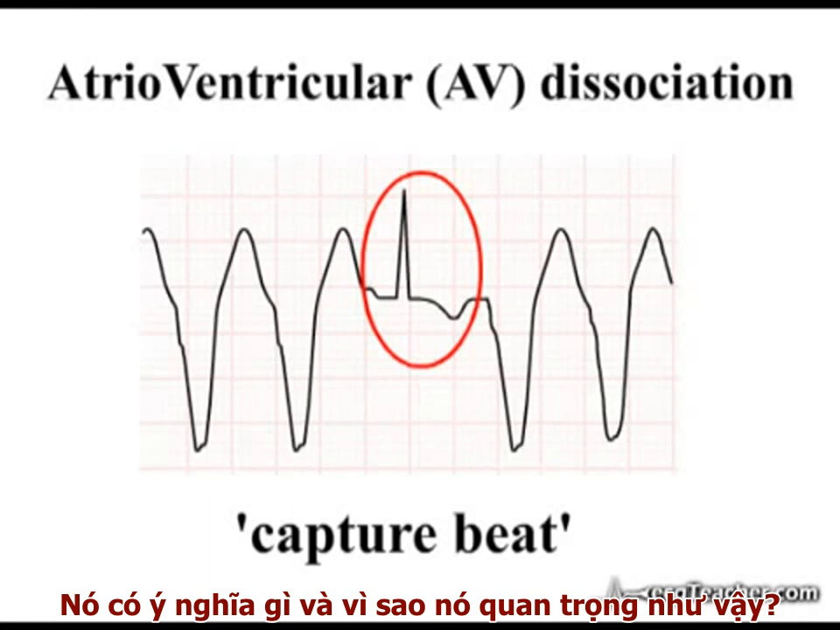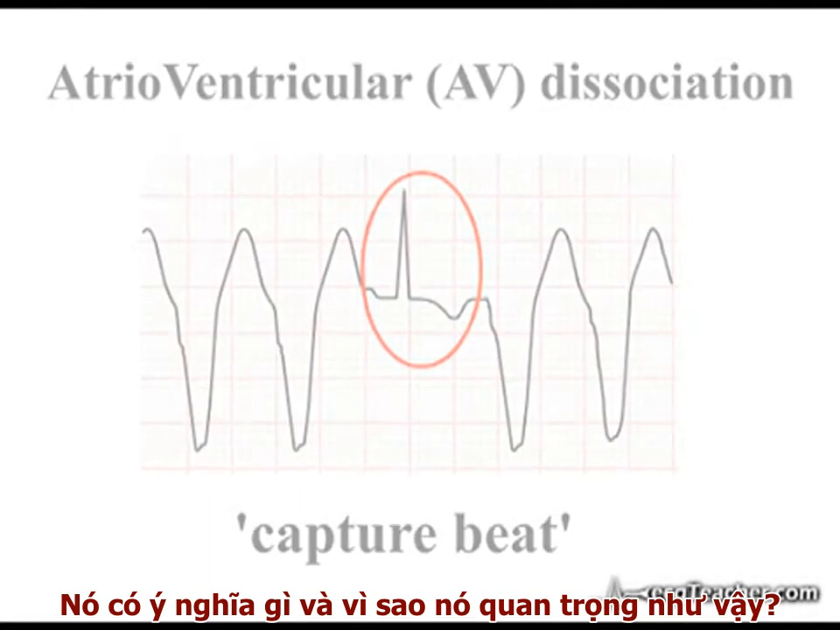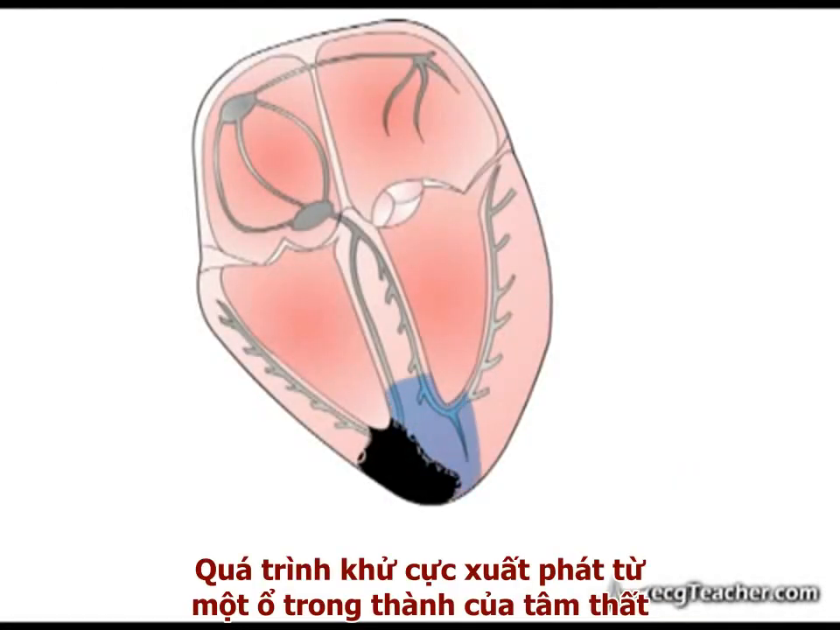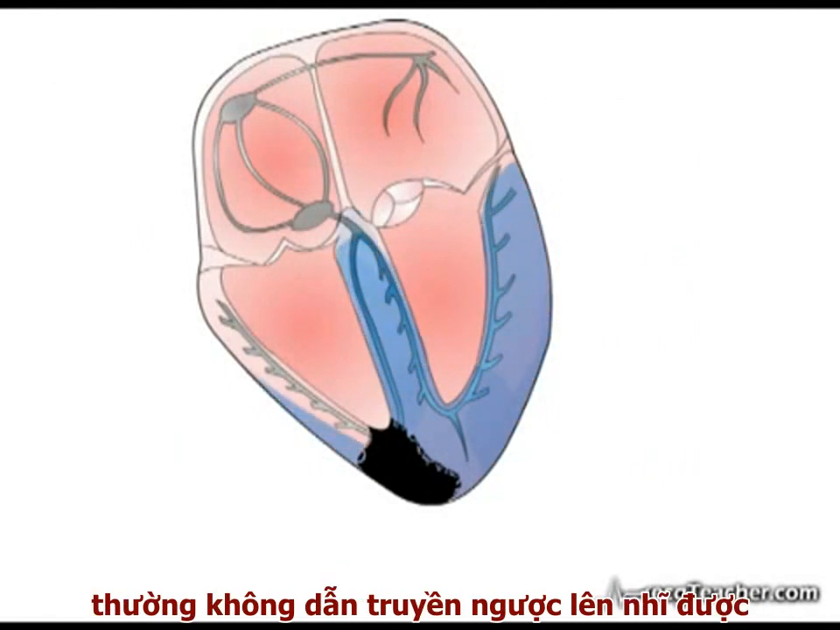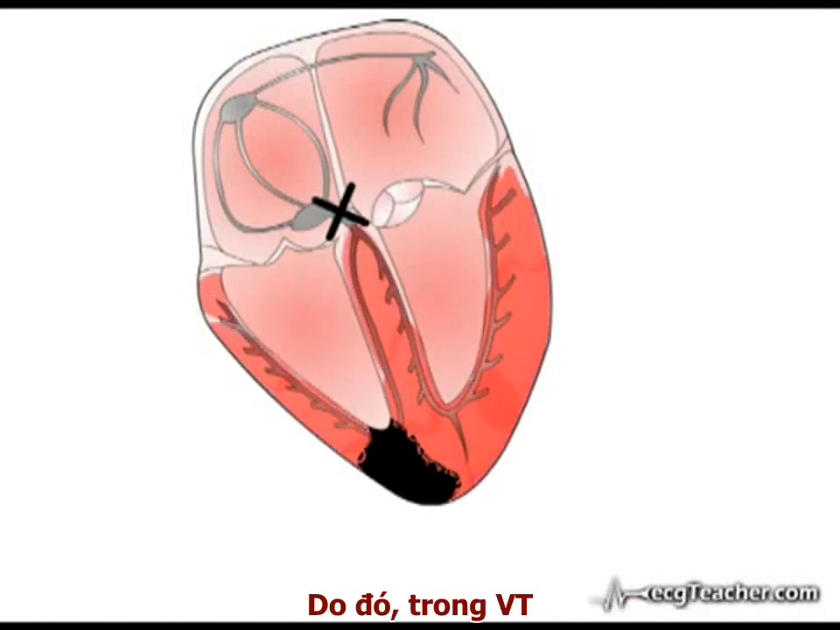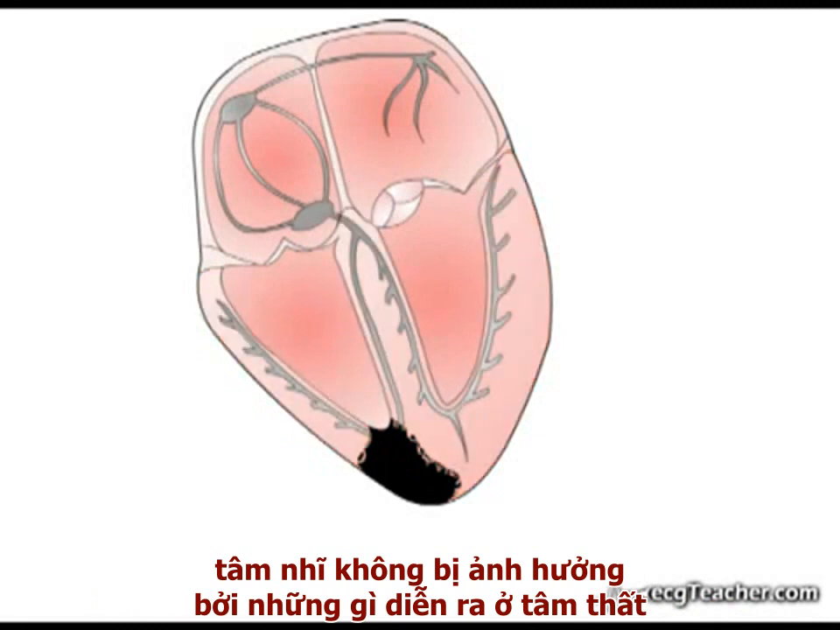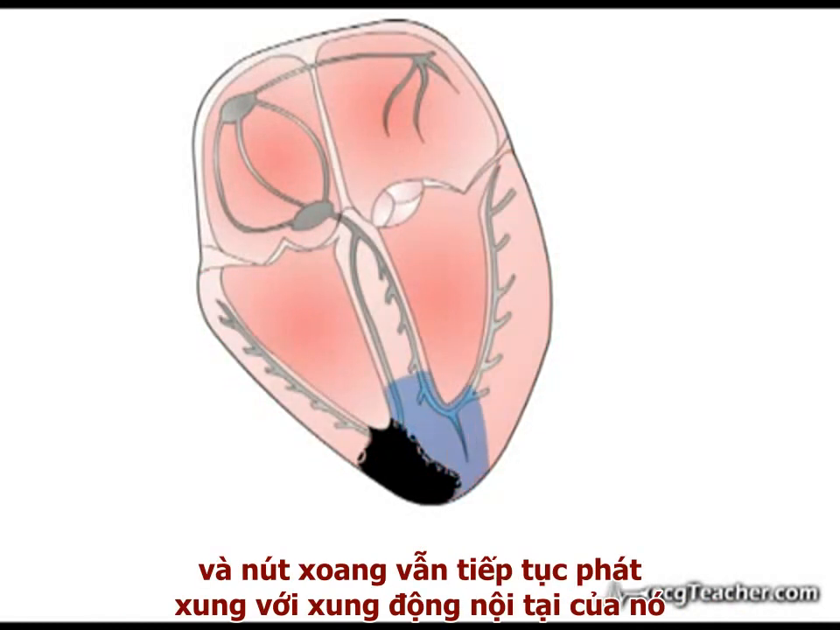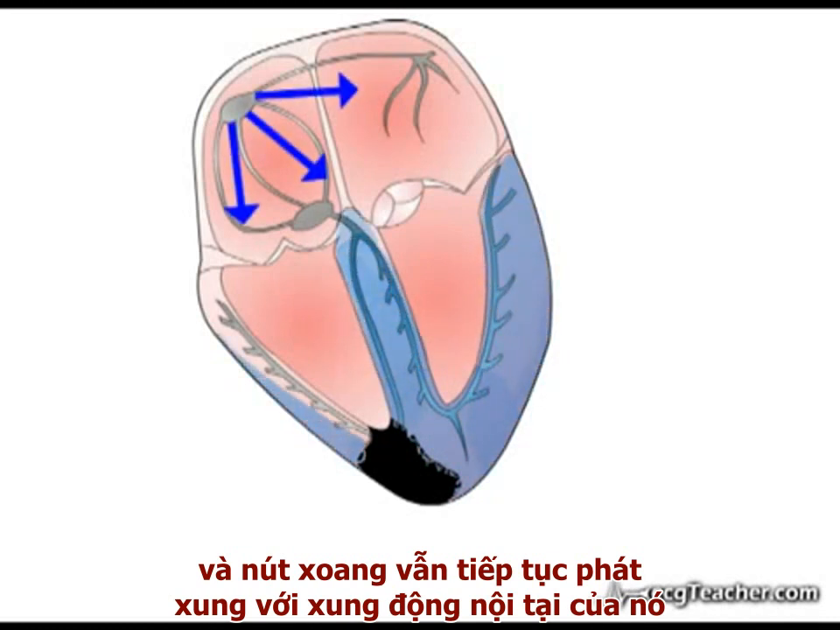What does this mean, and why is it so important? Depolarization arising from a focus in the ventricle is not generally transmitted into the atria. Therefore, in VT, the atria may remain uninfluenced by events in the ventricles, and the SA node carries on discharging at its own inherent rate.